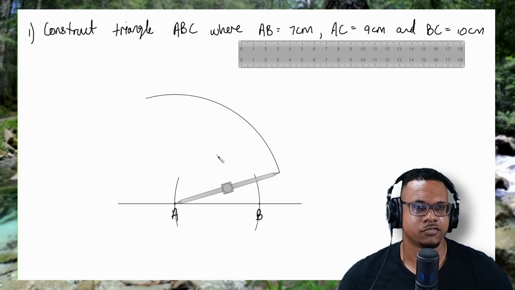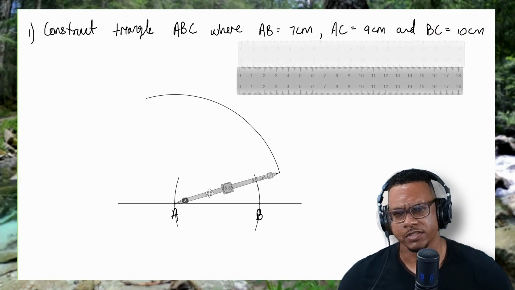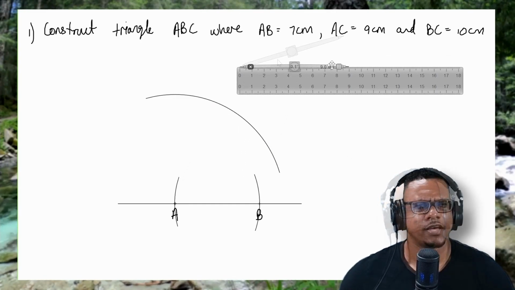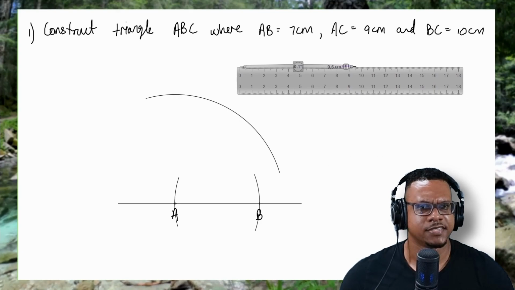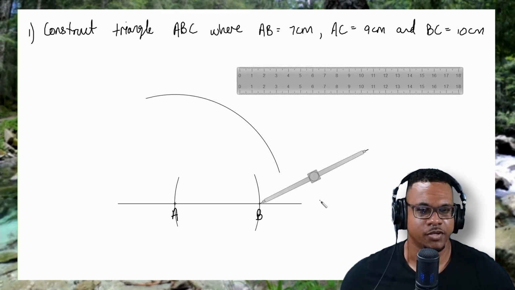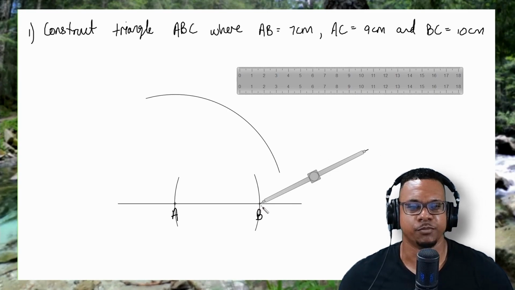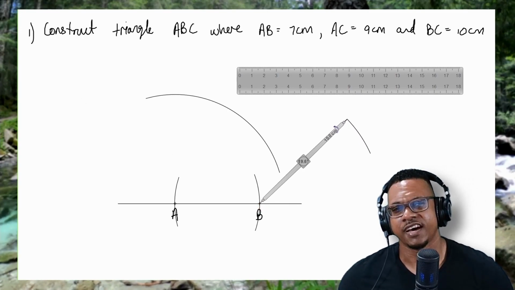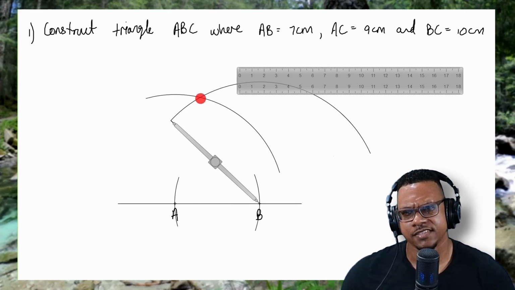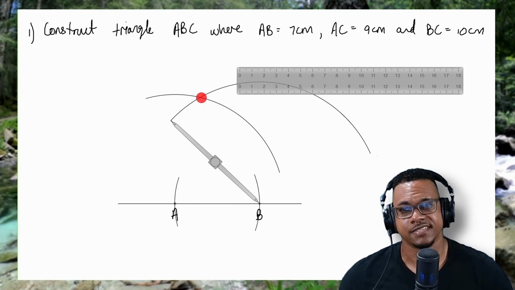Next, I will want to construct the line segment BC, which is 10 centimeters long. So once again, I'm going to take my compass, place the compass point at the 0 on the ruler, and I'm going to open my compass out to 10 centimeters because the line segment BC is 10 centimeters long. Then I'm going to take my compass and place the compass point on the point B. Then I'm just going to make another arc to intersect this arc here. Now where these two arcs intersect, that will be my point C.